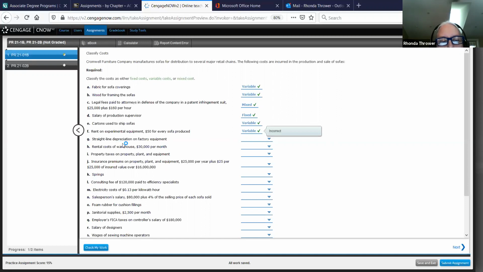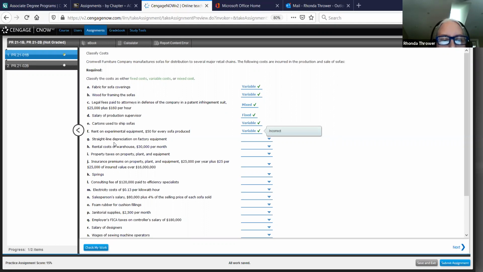All right, in G, we've got straight line depreciation on factory equipment. What straight line depreciation is a fixed amount of depreciation every single year. Now, you probably haven't studied much about how to determine the amount of depreciation. This is coming in a later chapter. If you're an accounting major, you will learn how to do the straight line depreciation method. But straight line depreciation is always going to be a fixed cost in this chapter.